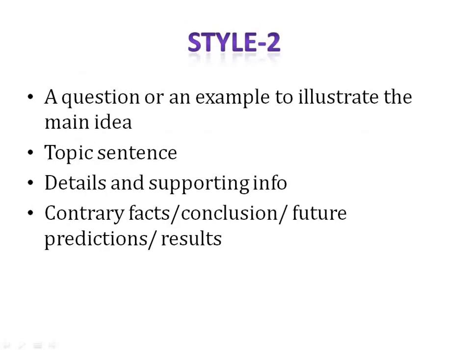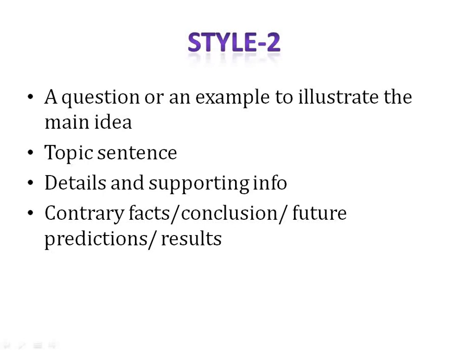The second style is, sometimes the writer starts the paragraph with a question or an example in order to illustrate the main idea. In order to make it more interesting, they sometimes start it with a question or an example. Next will be the topic sentence, which will always depend on the question or the example they have given in the first sentence. Next come details and supporting info, which may be examples or any timeline or any supporting ideas. Contrary facts and conclusion, future predictions and results always come at the end.